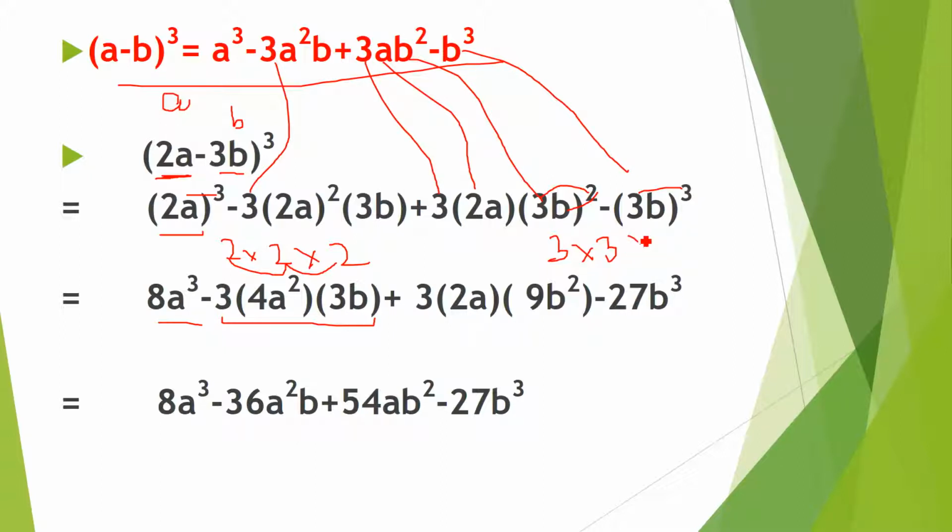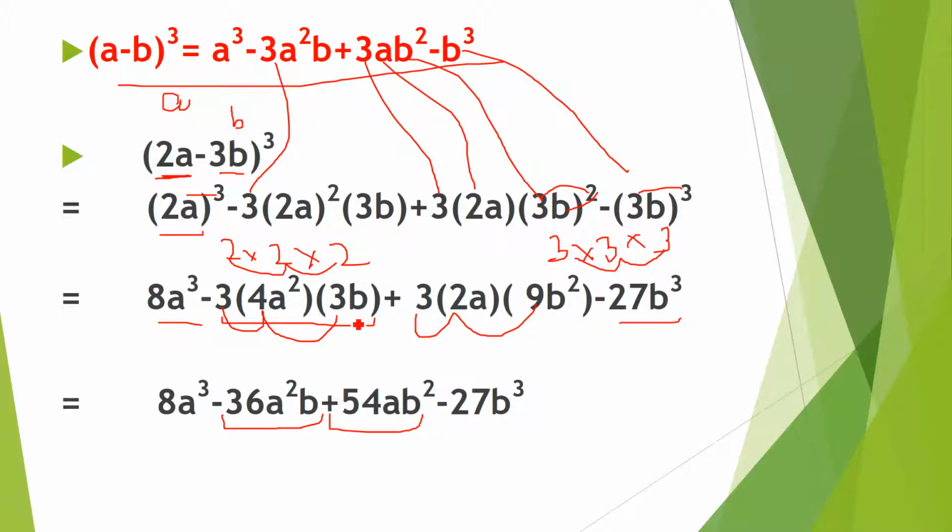You have now 3 times, so 3 times 3 times 3, 3 times 9, 9 times 3 is 27b cube. Now 8a cube minus 4 times 3 is 12, 12 times 3 is 36, a square b. So this is the center one, and this is 3 times 2 is 6, 6 times 9 is 54, a b square.